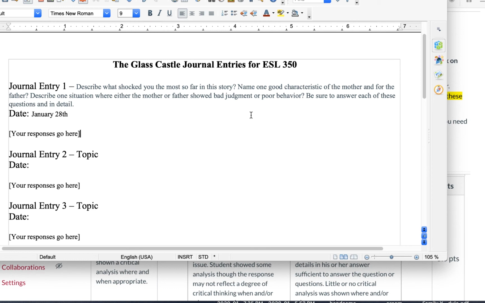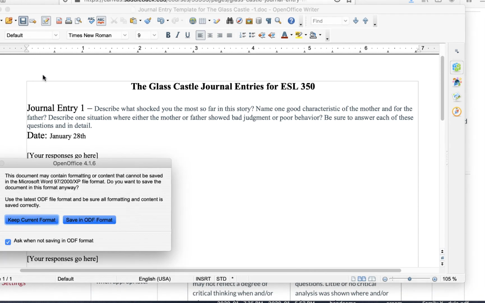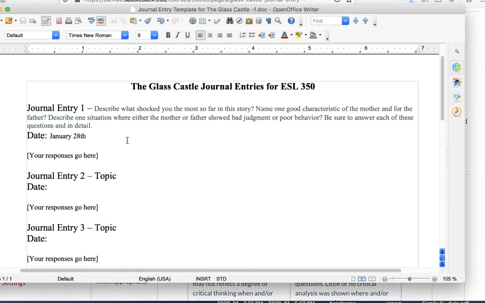Okay? So once you finish, then you just hit save, right? You'll type it in and you just hit save, but you're going to want to save it to your desktop. So once you hit save, this is probably in your downloads. You want to keep the current format, or whatever it tells you to do. And you're going to save it somewhere to your desktop or to your documents.